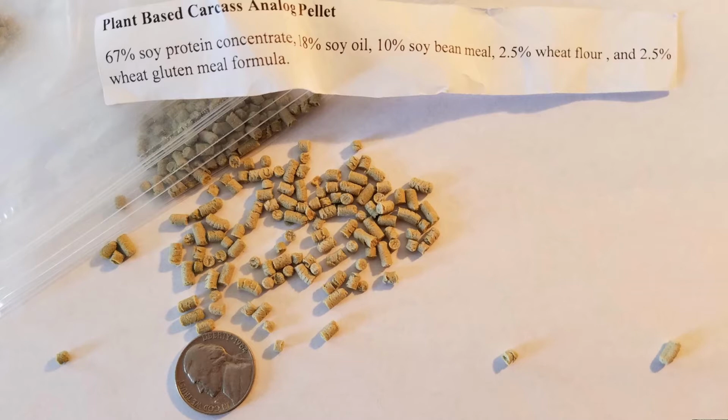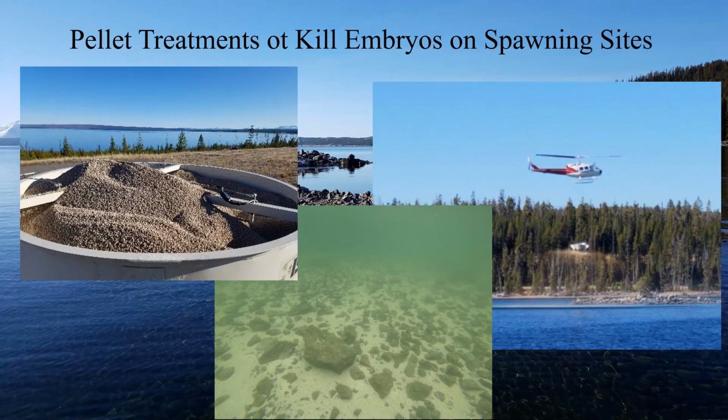organic material to use to treat sites in the fall, and we developed these organic pellets, which are essentially soy and wheat gluten material, and they sink rapidly to the bottom of the lake. So we've been conducting treatments of spawning areas in Yellowstone Lake with these organic pellets made of soy and wheat gluten. On the upper left is a cedar spreader, which is completely full of the organic pellets. The cedar spreader is slung below a heavy helicopter, and the helicopter is then used to apply the pellets to the spawning sites out on Yellowstone Lake.